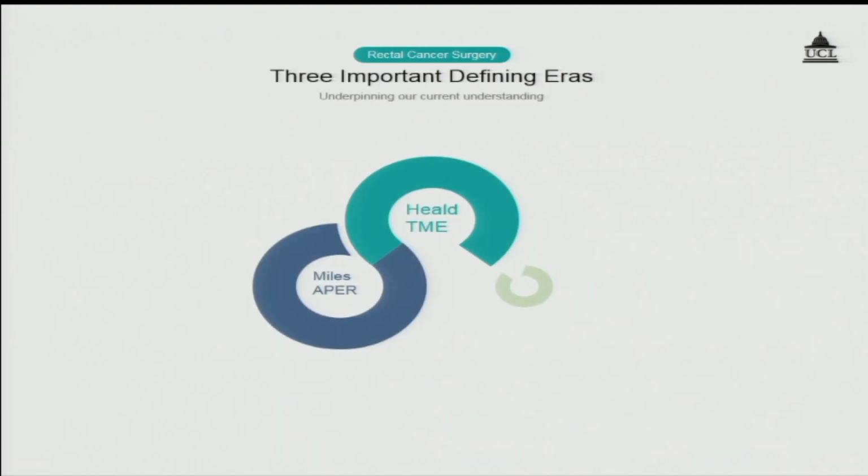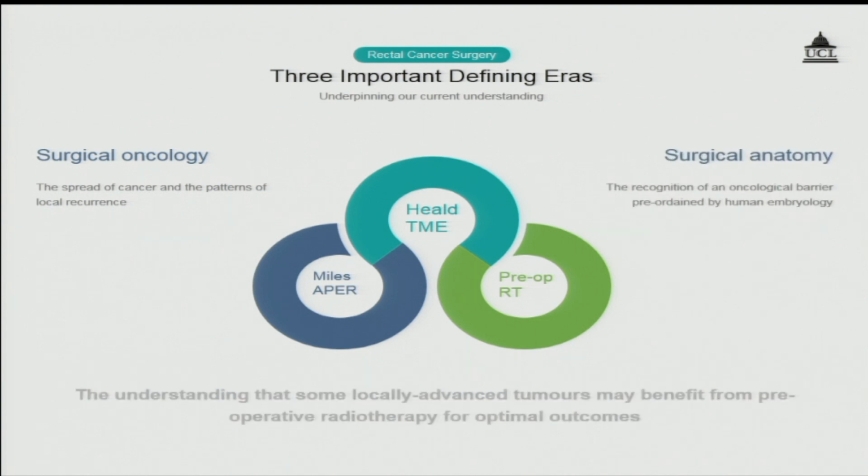So if we look at the last 100 years or so, and we divide up how we have managed to investigate rectal cancer, I break it down into three eras: that of Miles, then Bill Hild and the TME, and then the era of oncology, and particularly neoadjuvant therapy. And this really defined what we see now as our surgical oncology and surgical anatomy.